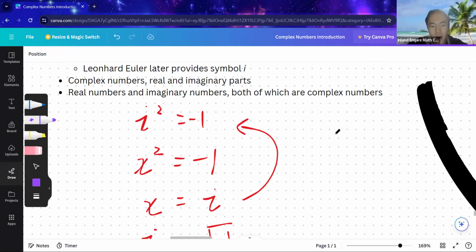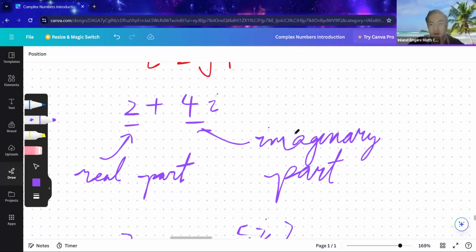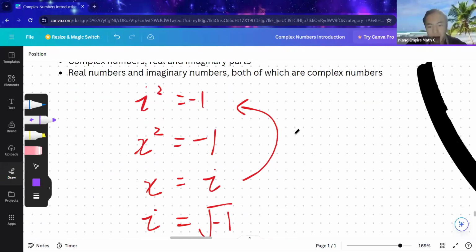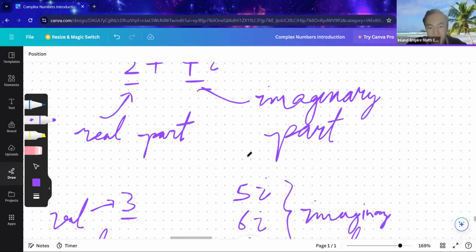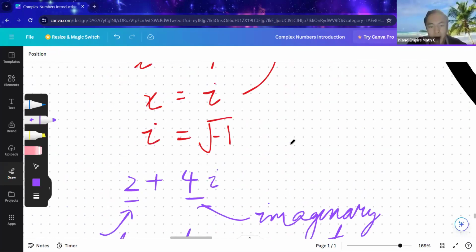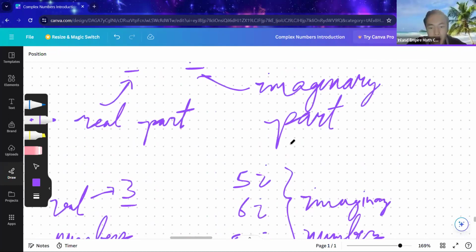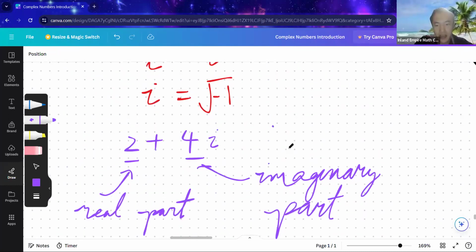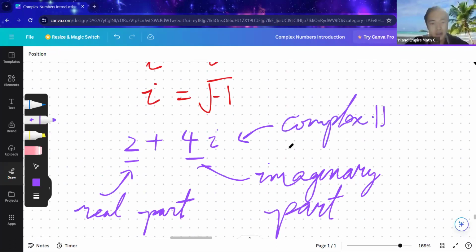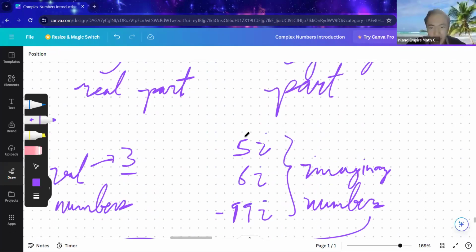And imaginary numbers are literally just your regular number, but multiplied by the imaginary unit i. So something like negative 5i or negative 6i or 99i. But a complex number, although the set includes both, usually refers to something that includes both a real part and an imaginary part. But again, complex numbers also do include just real numbers and imaginary numbers.